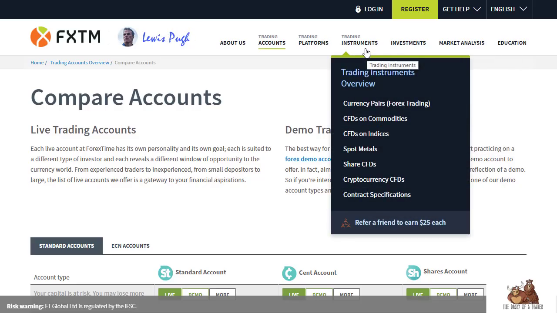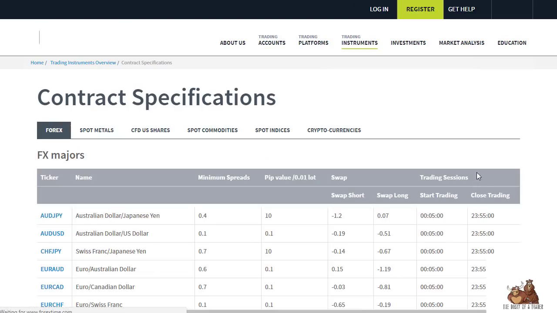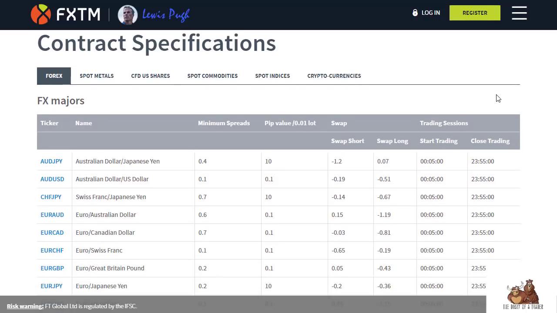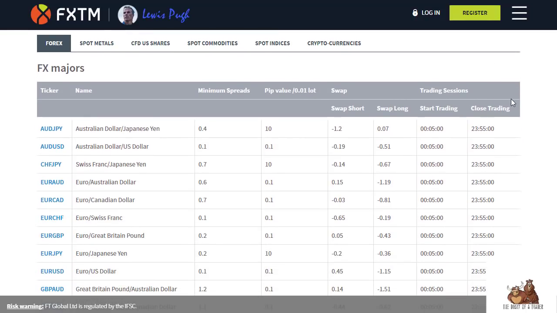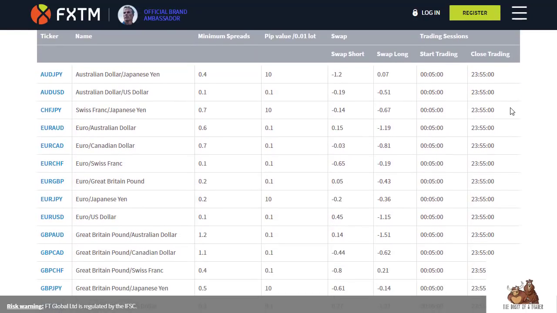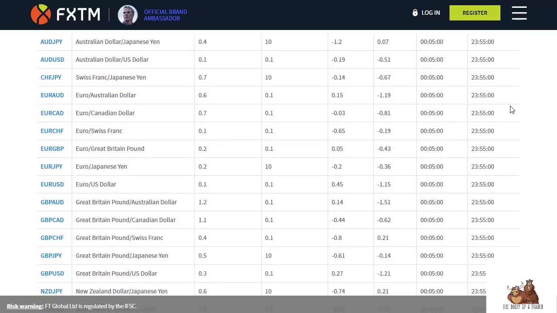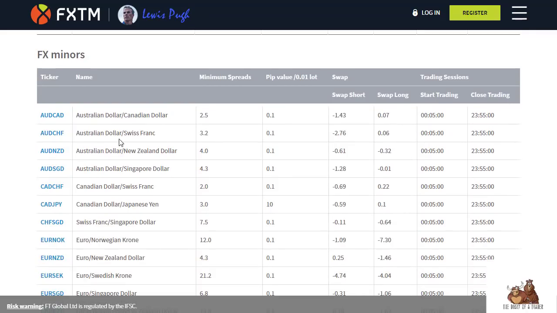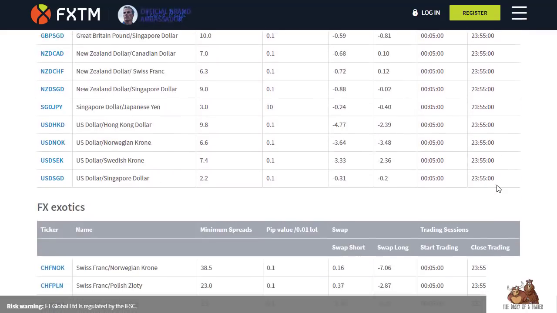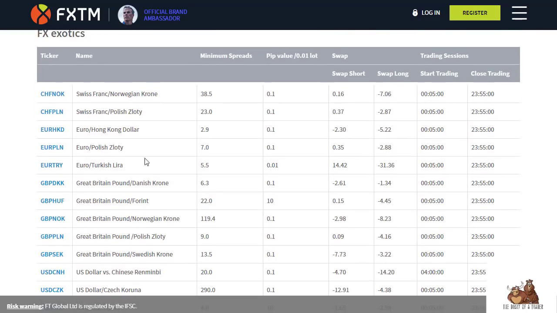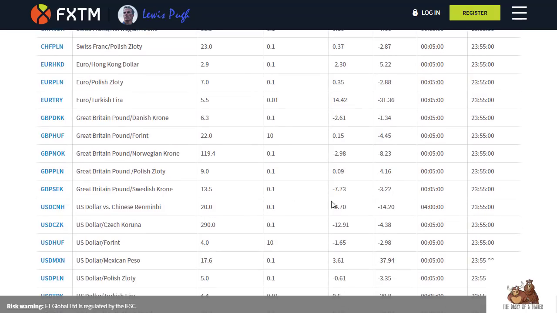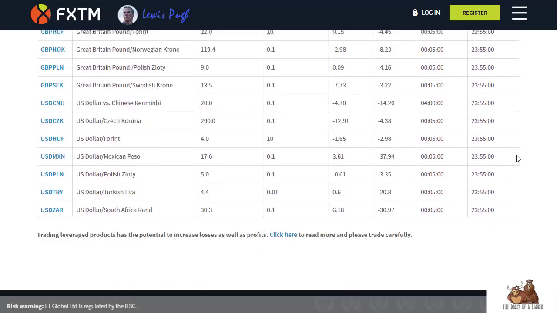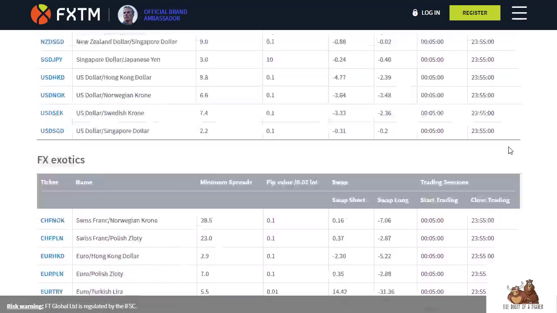The range of instruments. Now, this is truly where they shine more than anything else, in my personal opinion, because they offer quite a bit of possibilities when it comes to trading Forex. There's all the majors that you would expect, obviously. Minors like the Aussie Swiss, but you also get down to the exotics like the Euro Hong Kong dollar, the Swiss franc Polish zloty. This gives you the ability to trade the world in the currency markets, quite frankly.